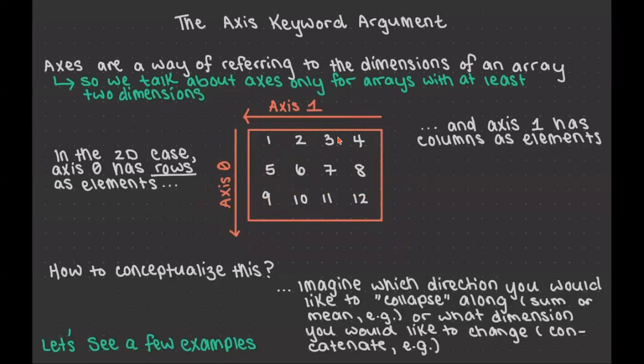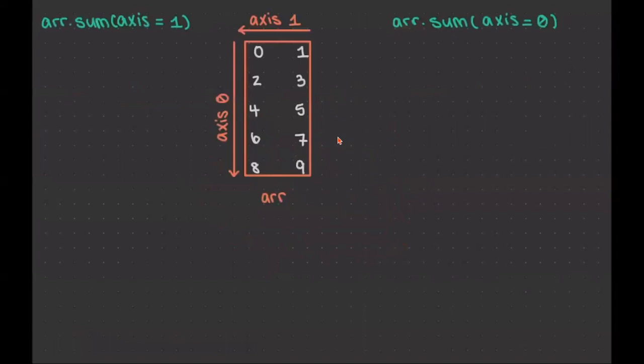Again, without seeing a couple examples, that might still be confusing. So let's look at the first case that we talked about, where we're dealing with some kind of arithmetic operation, maybe we want to sum up elements. In this example, I have a 5 by 2 array. Let's start with the sum along axis equals 1. I want to sum in this horizontal direction. I can imagine collapsing my array in this horizontal direction.